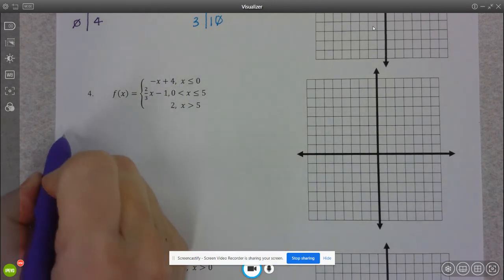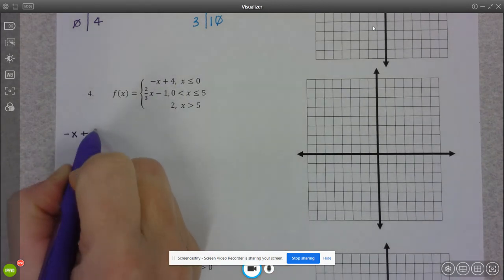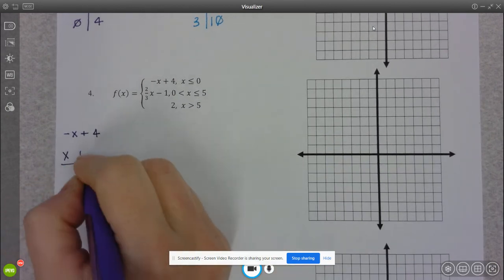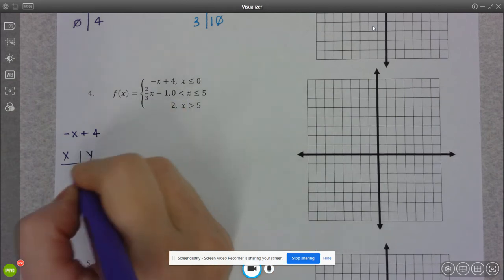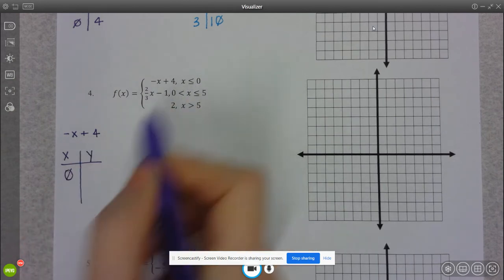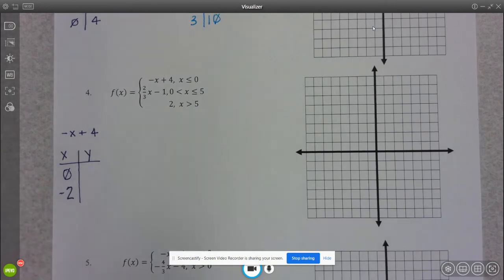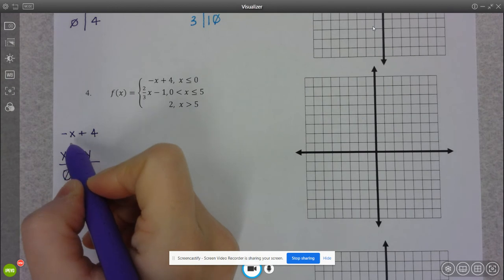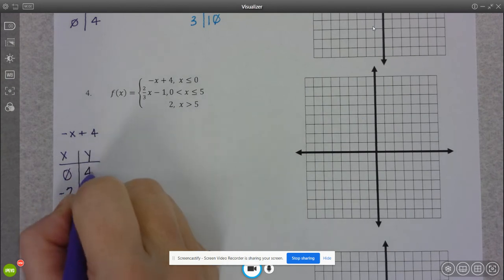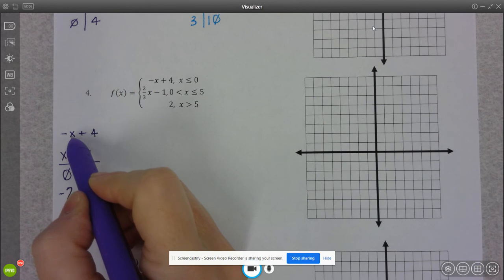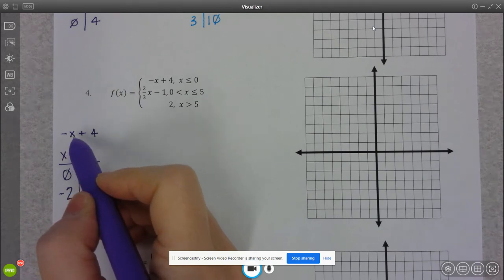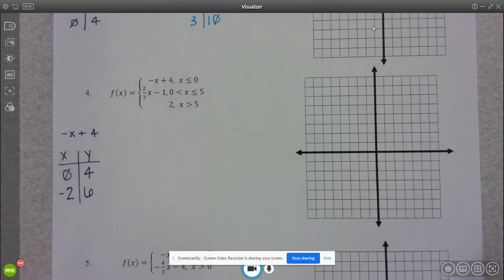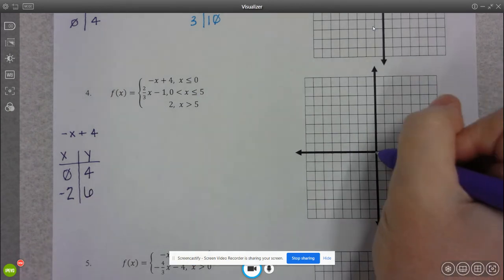So I'm going to start with negative x plus 4. And again, I'm going to just do 2 values. And I have to include what's here. Less than 0, so I'm just going to do negative 2. I just picked a number out of the air. So negative 0 is just 0, plus 4 gives me 4. Negative 2 is positive 2, plus 4 gives me 6. So I'm going to go ahead and graph those.